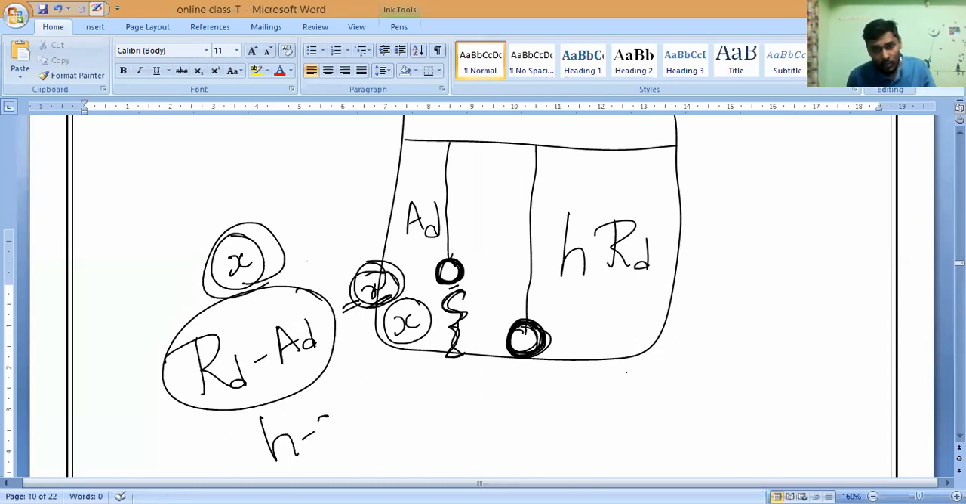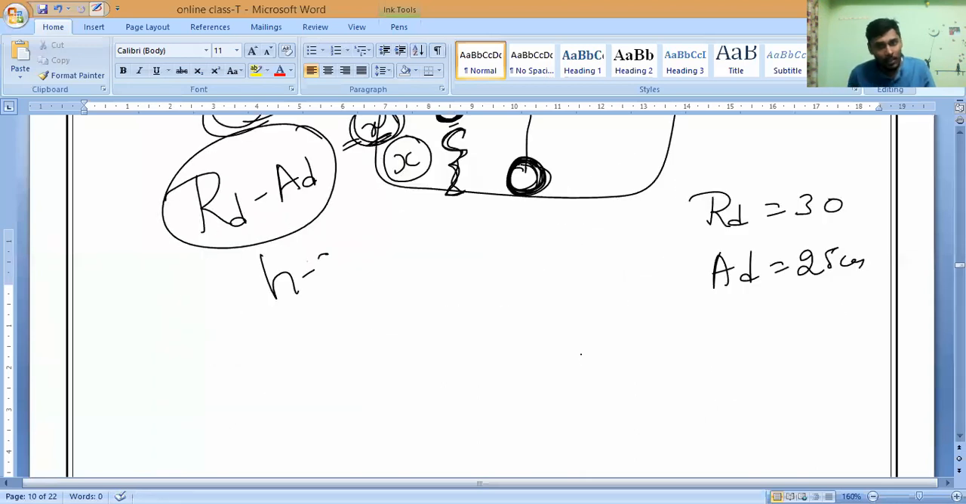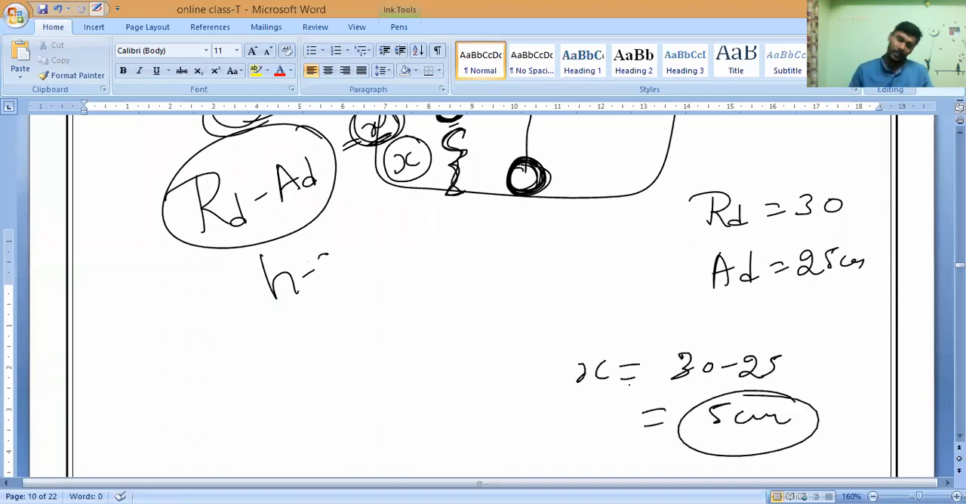Understand? Suppose in a question they give you real depth equal to 30 centimeters and apparent depth equal to 25 centimeters. Now, what is x equal to? Directly you can do it. x, the vertical shift, is 30 minus 25, which is 5. Are you clear, guys? That's all.